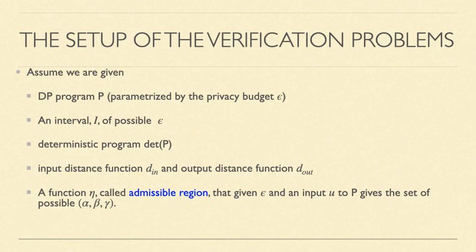What we note here is that eta is a function of epsilon and u. So alpha, beta, and gamma depend upon epsilon and u, and in fact they can also depend upon each other. It's just like as we saw for SVT.